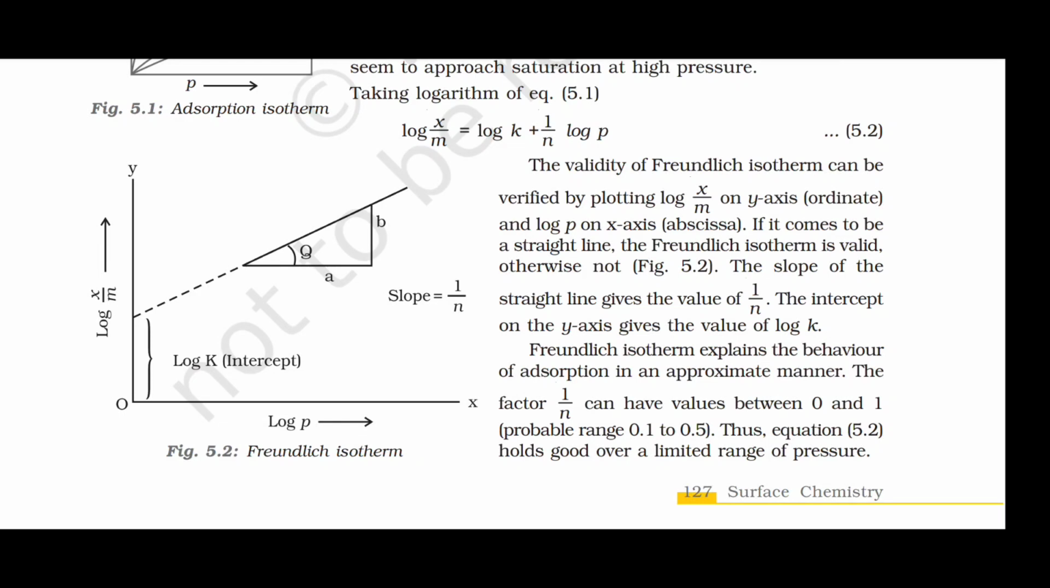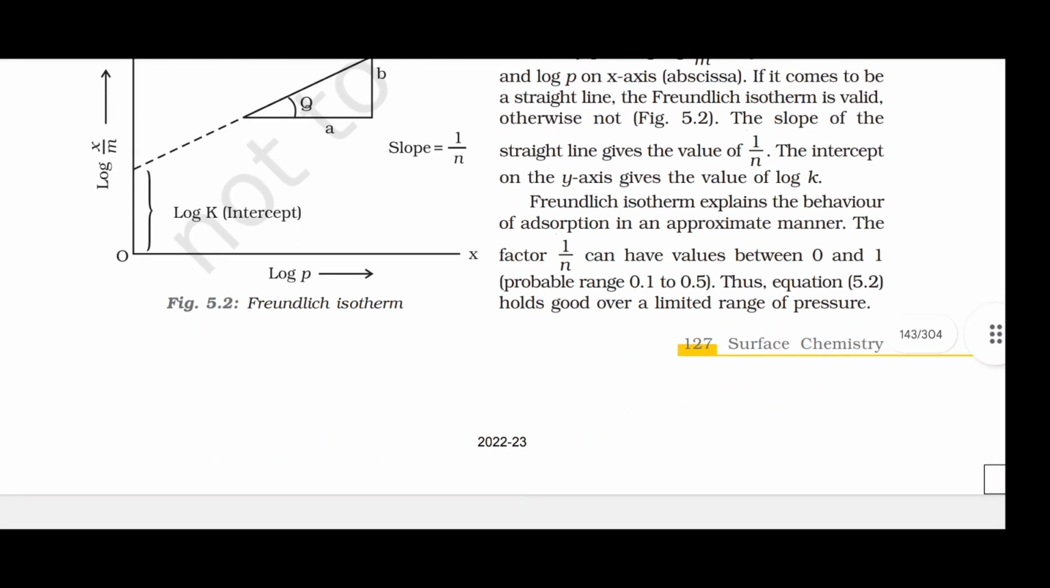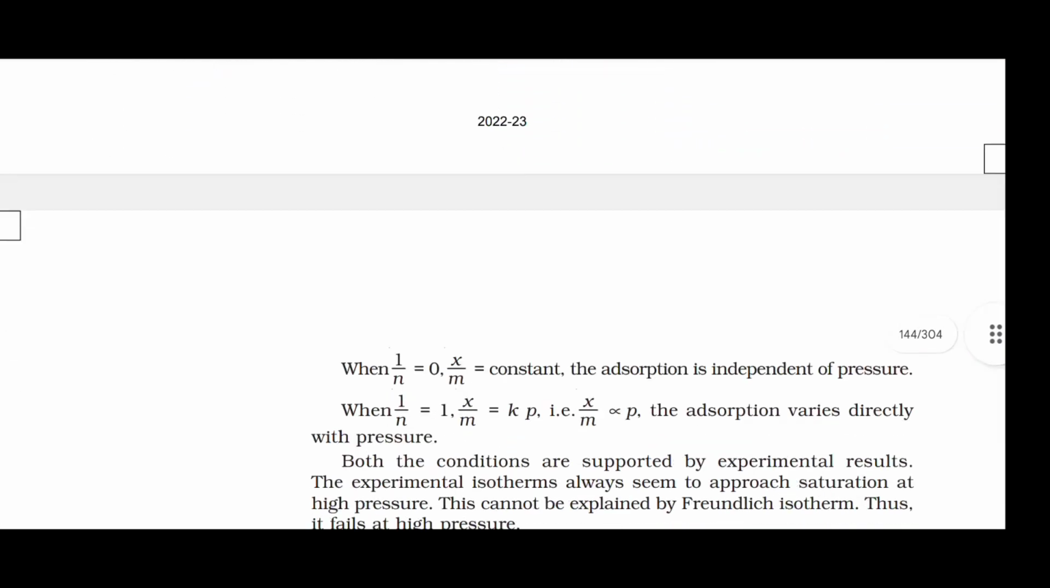Freundlich isotherm explains the behavior of adsorption in an approximate manner. The factor 1/n can have values between 0 and 1, with a probable range of 0.1 to 0.5. Thus, equation 5.2 holds good over a limited range of pressure.